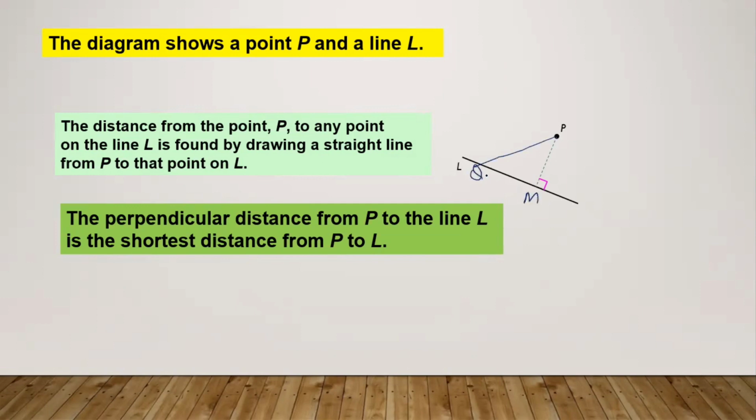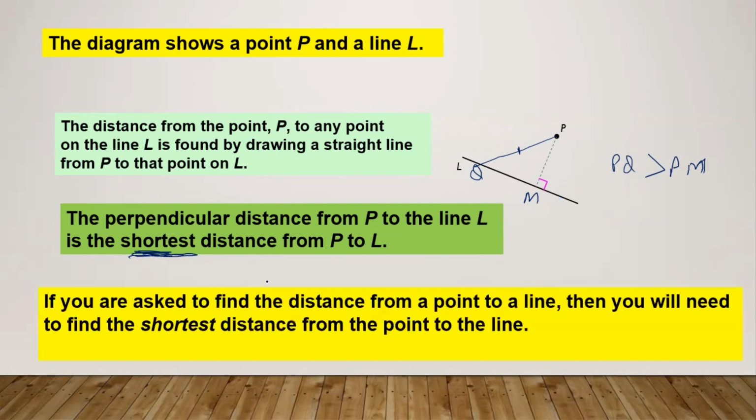If you take any other point Q, here PQM is a right triangle. So PQ is the hypotenuse, and we'll have PQ greater than PM. This happens for any point that we take on a line. That is how the perpendicular distance from a point P to line L is always the shortest distance, and that we call the distance of a point from a line.